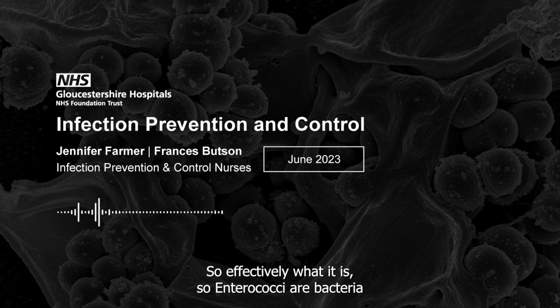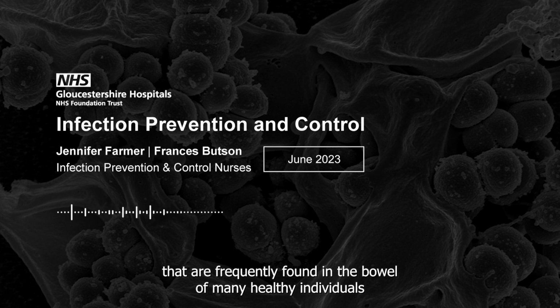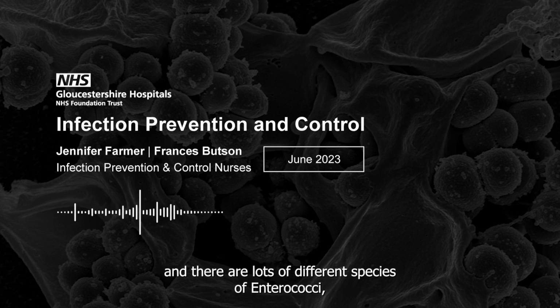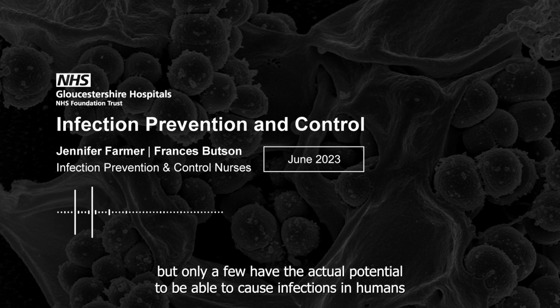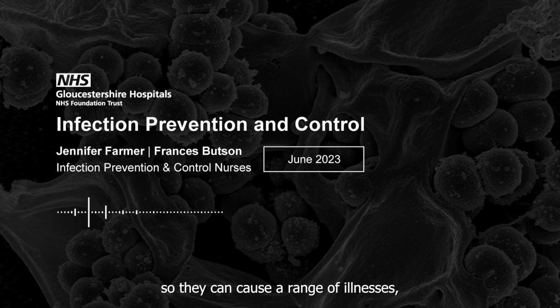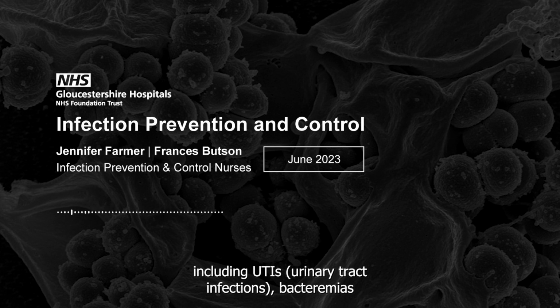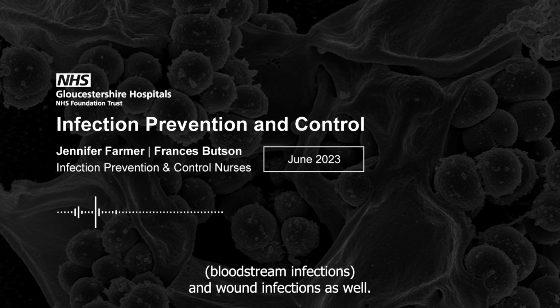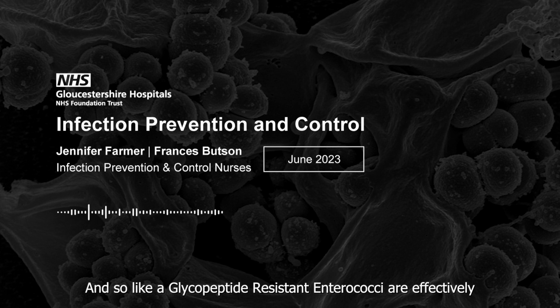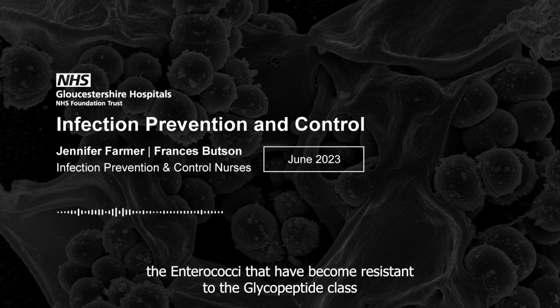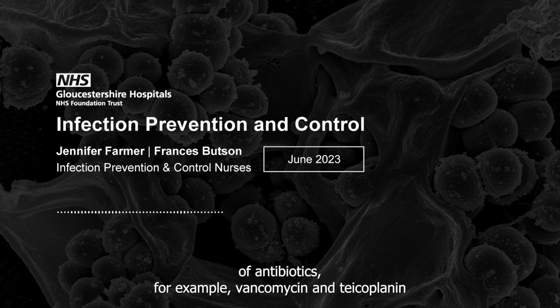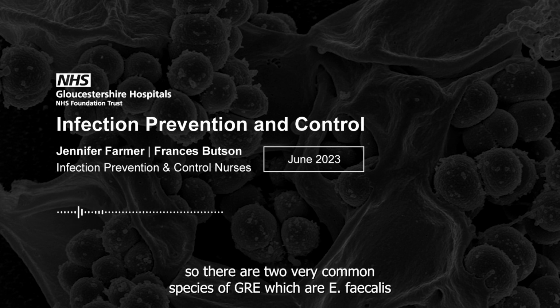Effectively, enterococci are bacteria that are frequently found in the bowel of many healthy individuals. There are lots of different species of enterococci, but only a few have the potential to cause infections in humans. They can cause a range of illnesses, including UTIs, urinary tract infections, bacteremias or bloodstream infections, and wound infections as well. So glycopeptide-resistant enterococci are effectively the enterococci that have become resistant to the glycopeptide class of antibiotics, for example, vancomycin and teicoplanin.